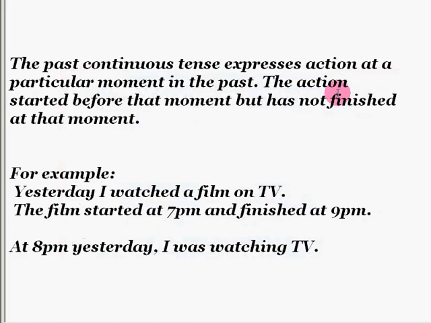The past continuous tense expresses action at a particular moment in the past. The action started before that moment but has not finished at that moment. Okay? So we have an example here so that you can understand it better. Let's read. Yesterday, I watched a film on TV. The film started at 7 p.m. and finished at 9 p.m.